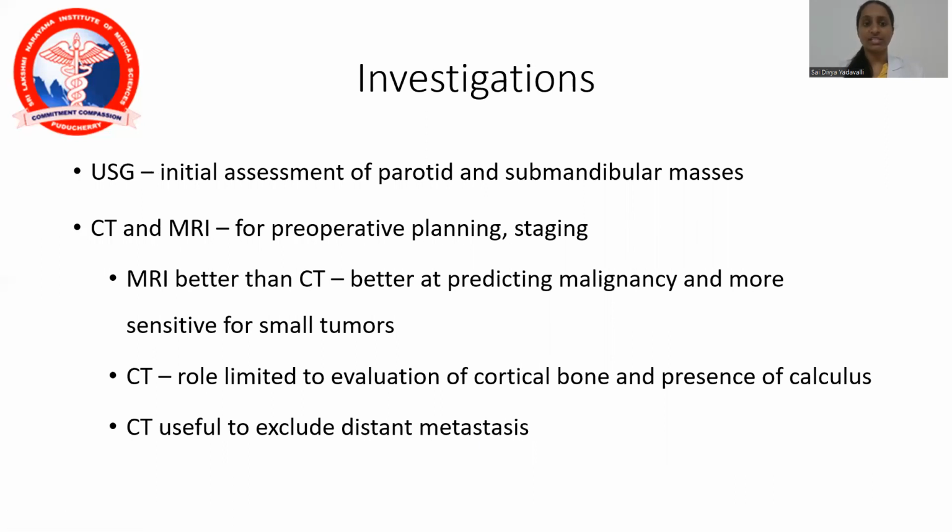Investigations. The first investigation that needs to be performed for a mass suspected to be in the parotid or submandibular gland is the ultrasound. CT and MRI can be used for preoperative planning and staging. MRI is better than CT at predicting malignancy and more sensitive for small tumors. CT's role is limited to the evaluation of cortical bone and presence of calculi. CT is also useful, however, to exclude distant metastasis.